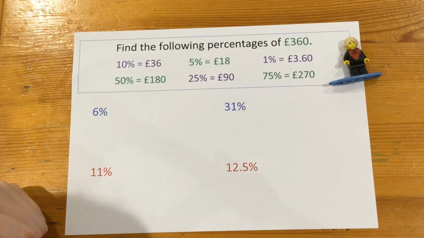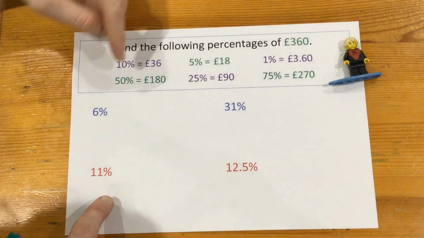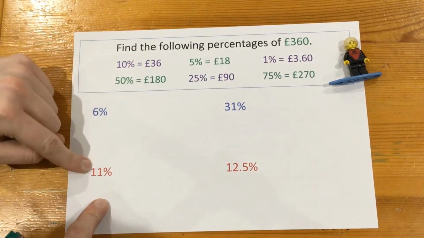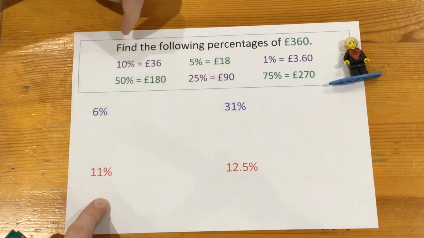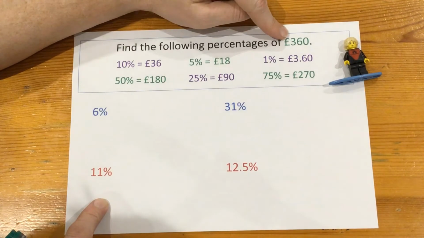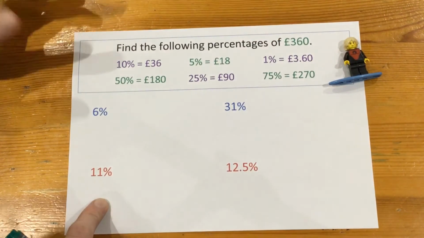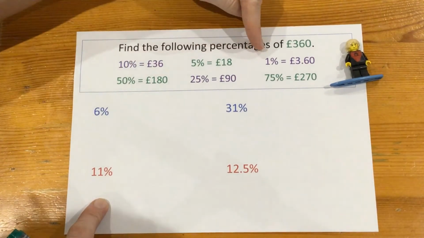Okay, time for some tricky percentages. We're going to be finding 6%, 11%, 31%, 12.5% of £360. And I've already prepared some fractions in advance.